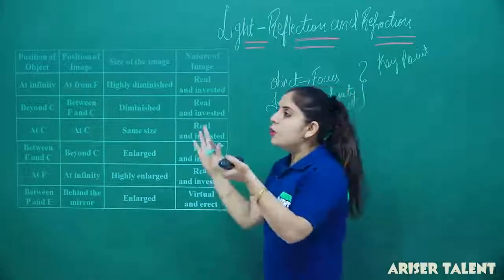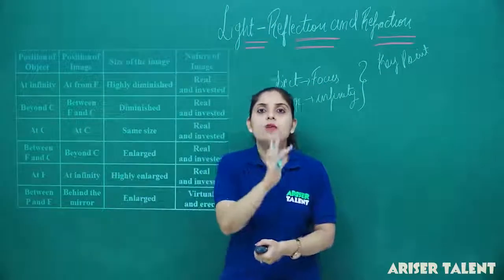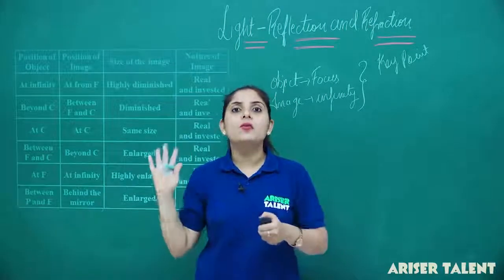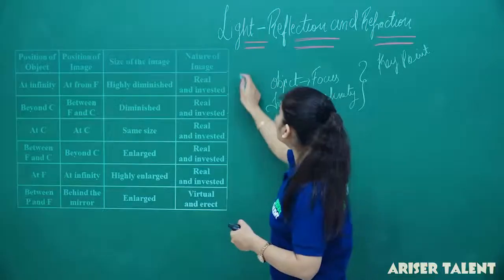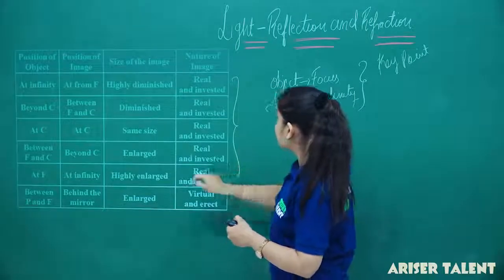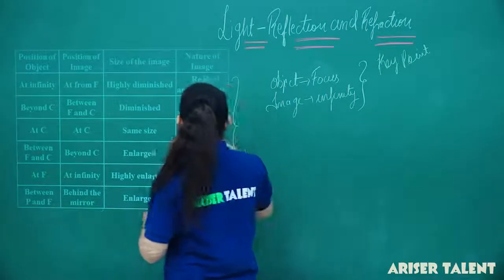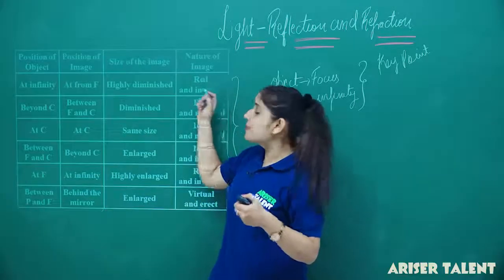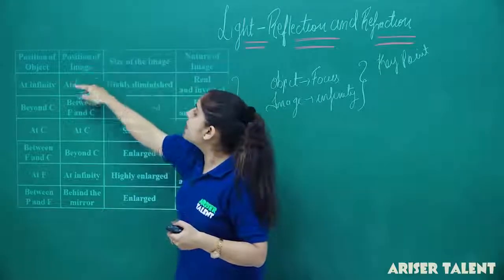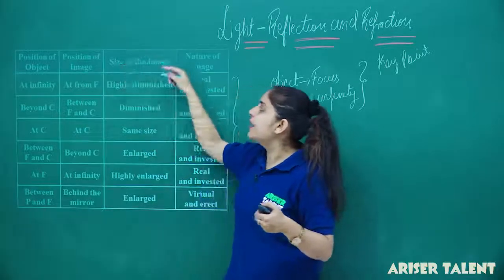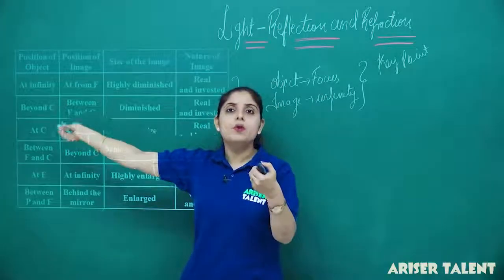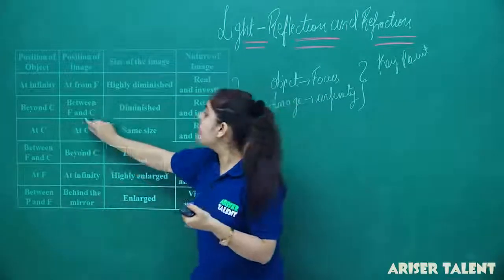So, you can analyze here that the convex mirror is always forming the virtual and the erect image, and concave mirrors are always forming real and inverted images. So, you can see that real and inverted images is formed in case of this concave mirror. Now, if you place the object at infinity, we will get the image at the focus, but if it is placed beyond C, we will get the image between F and C.